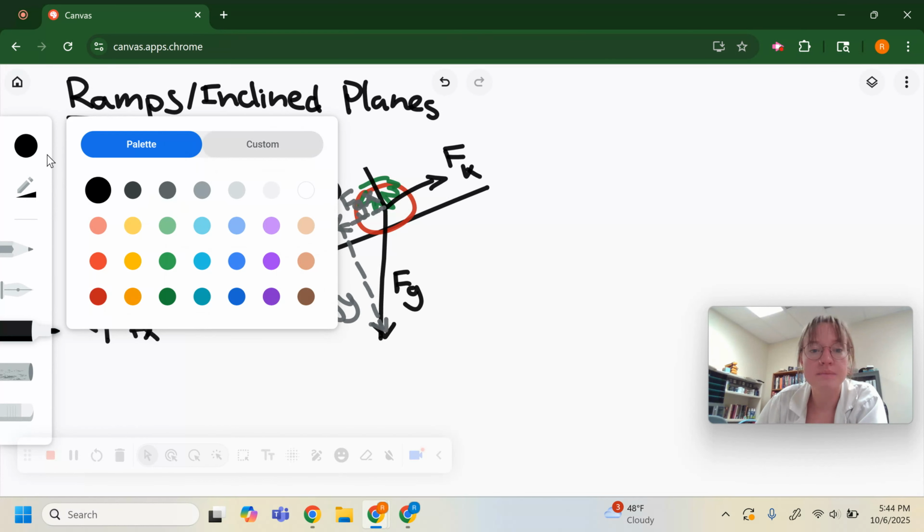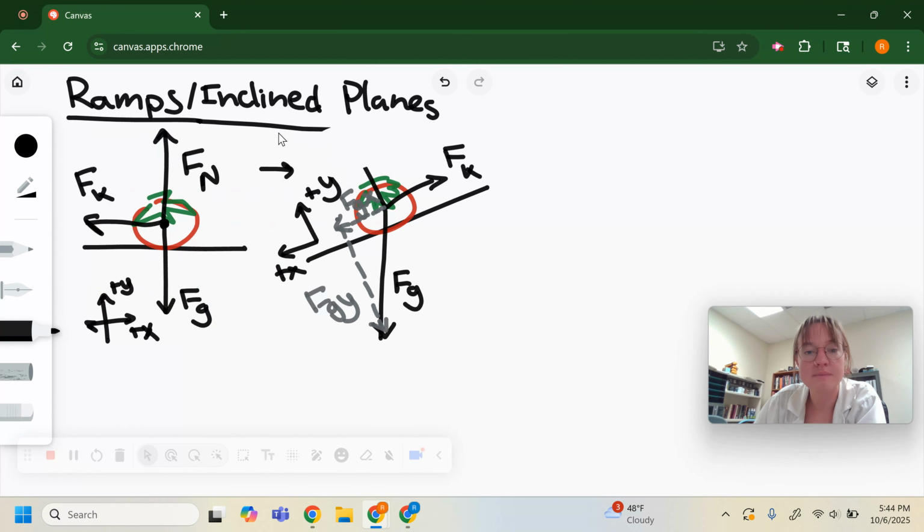If the tomato is not accelerating in the y direction, that means the up forces have to cancel with the down forces. My up force here is the normal force, and that has to cancel out with the y component of the weight. The y component of the weight sticks it to the ramp, and the normal force keeps it from going through the ramp. So these two will cancel each other out, and they'll be equal in size.